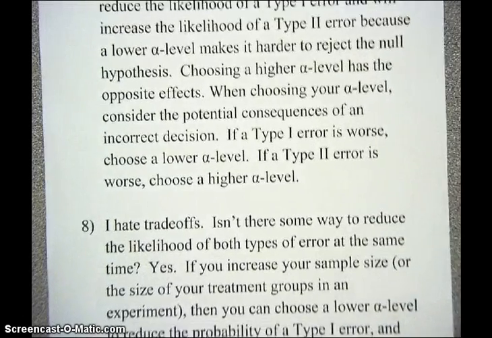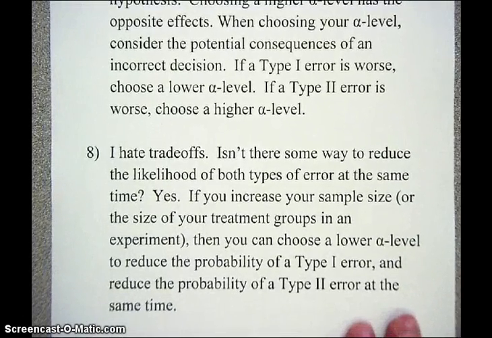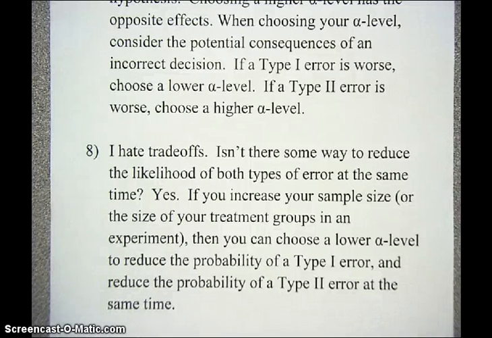Now, most people hate trade-offs, and if you're like most people, you might wonder, isn't there some way to reduce the likelihood of both types of error at the same time? And the answer to that question is yes. And the way to do it is to increase your sample size. Or if you're using treatment groups in an experiment, make those groups bigger.